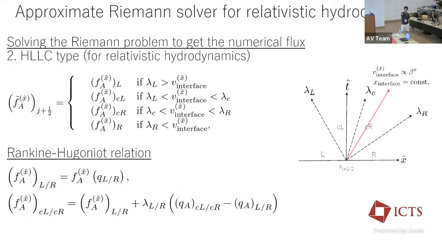So now you have solved the Riemann problem. You know lambda L, lambda C, and lambda R, and you already know these quantities. And you also calculate the conserved quantities in the CL and CR states. Then, by using the Rankine-Hugoniot relation, you know the CL state flux.